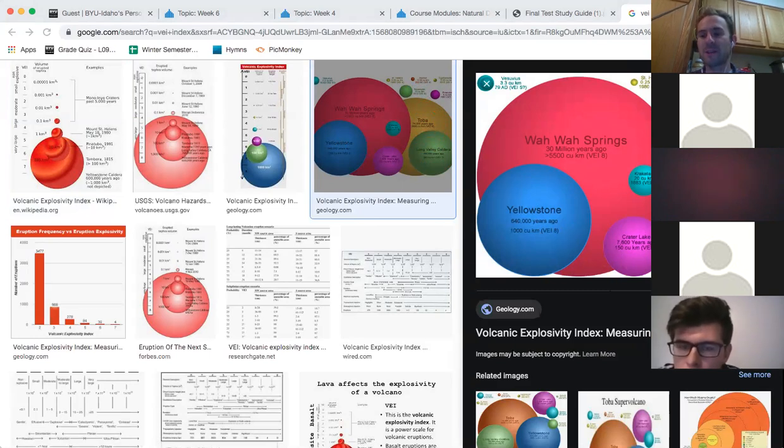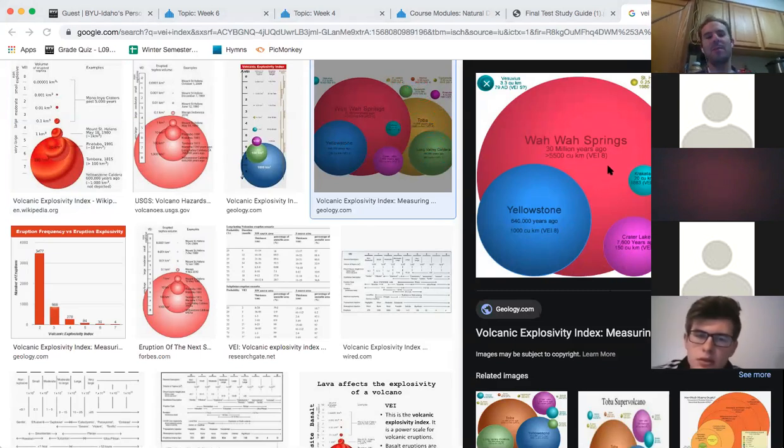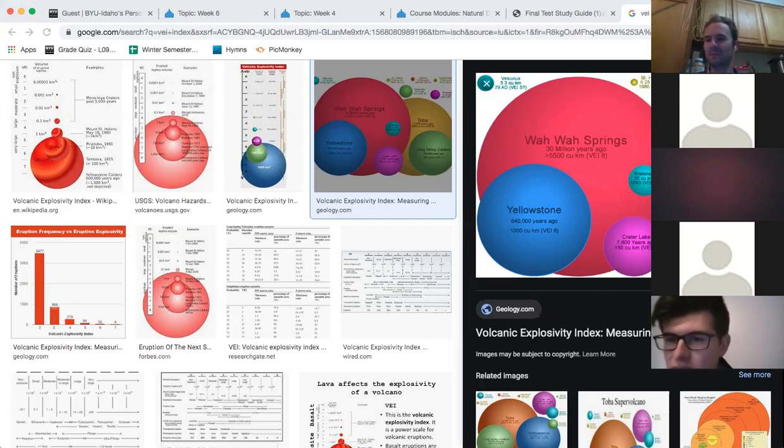Then there's Toba, which is a totally different supervolcano. But this Wawa Springs is actually a Yellowstone eruption. So this is the size, eruptive power, an 8, of the Wawa Springs eruption of the Yellowstone supervolcano. So it gives you an idea of how big that volcano is.